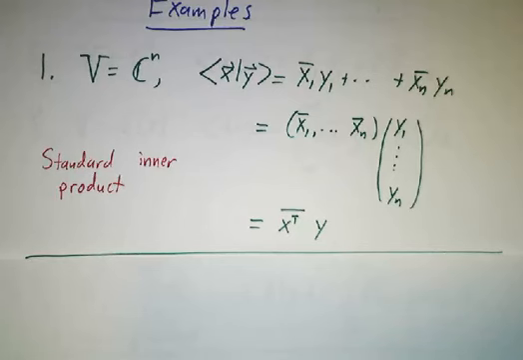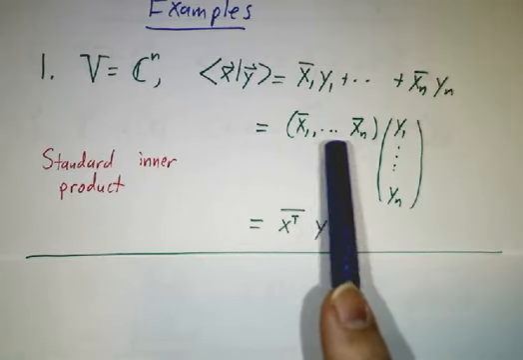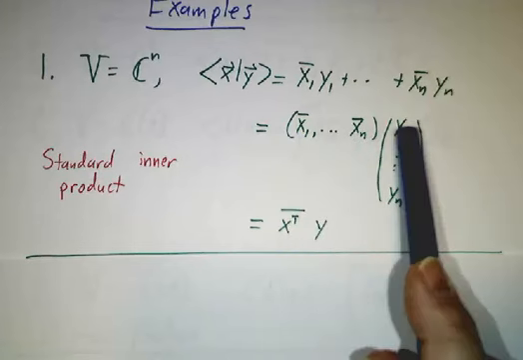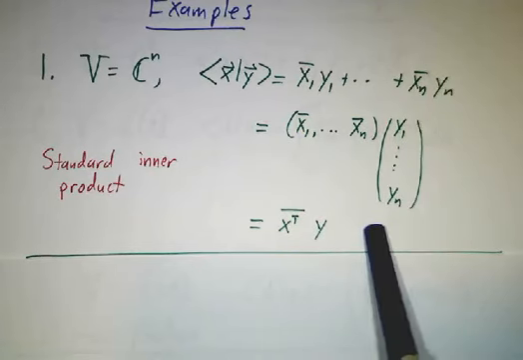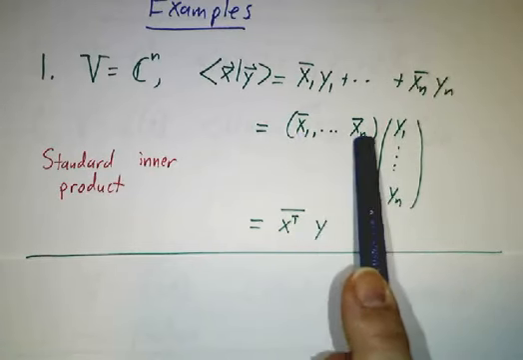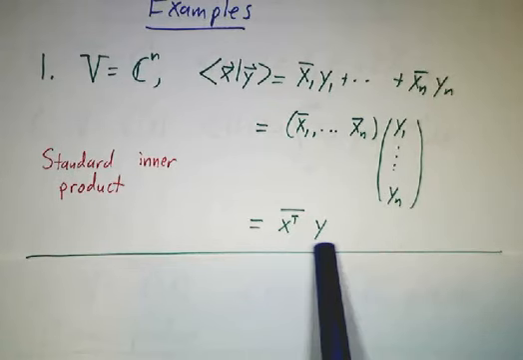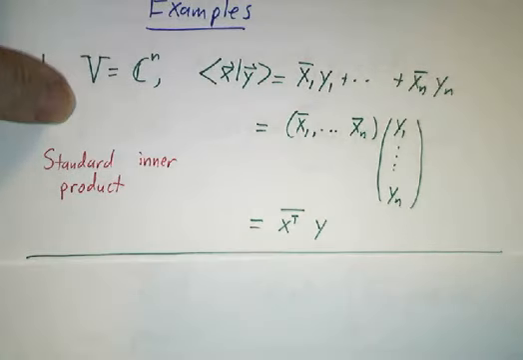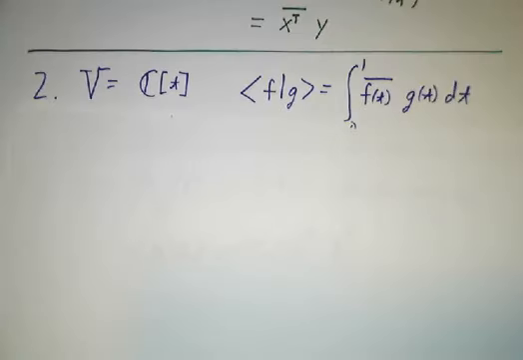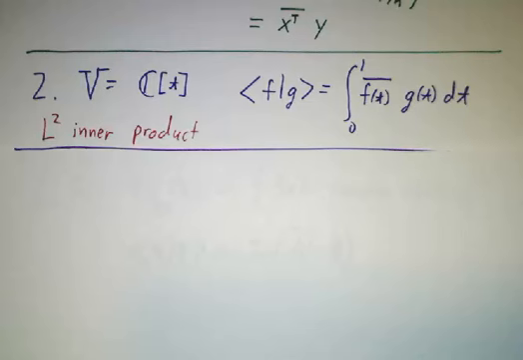Okay. By the way, a couple useful ways to write the standard inner product. You can write it as a product of a row with a column, where the row you get by taking the transpose of x and conjugating it. In other words, x transpose conjugate times y. Remember, vectors are columns. Then we have an L2 inner product.